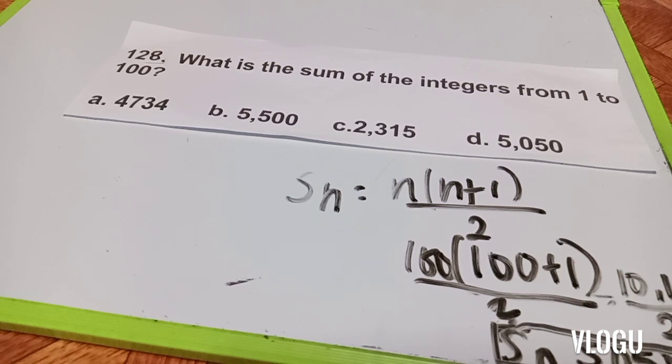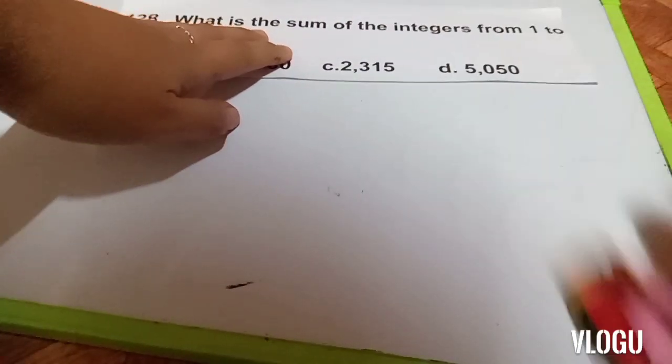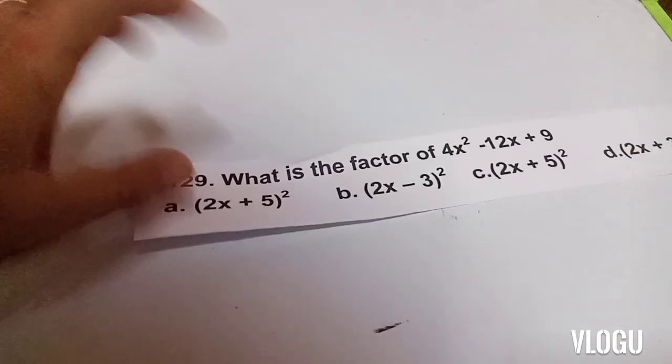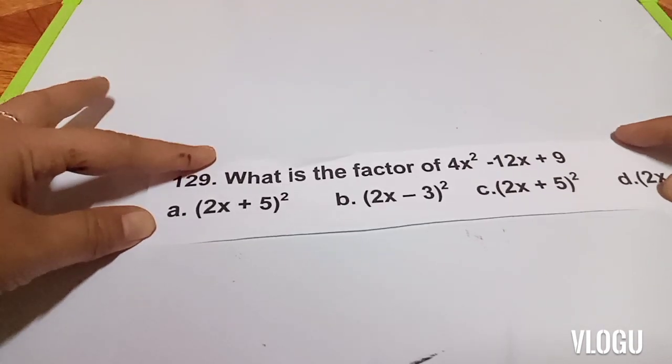Let's proceed to 129. Okay, let's try to erase this one again. Let's proceed to 129. Do we have 129 here? Okay, 129. What are the two factors of 4x squared minus 12x plus 9?